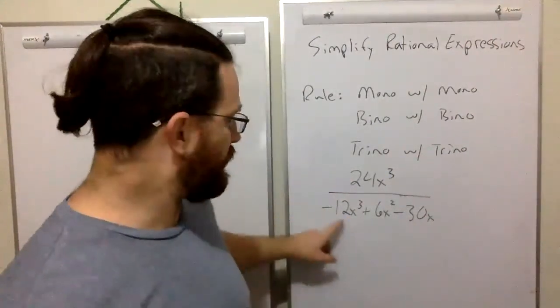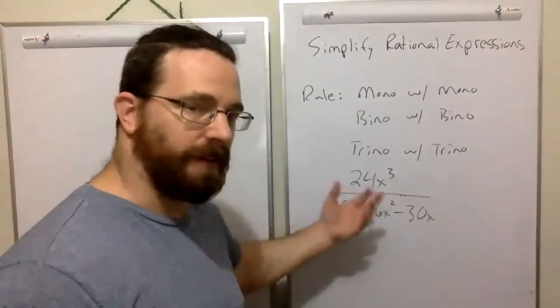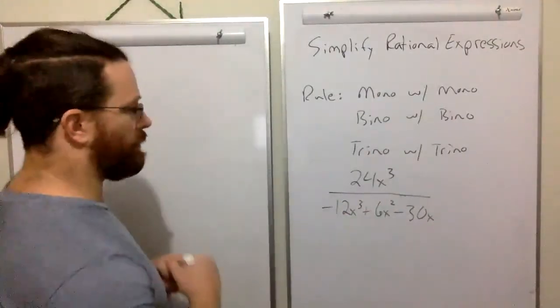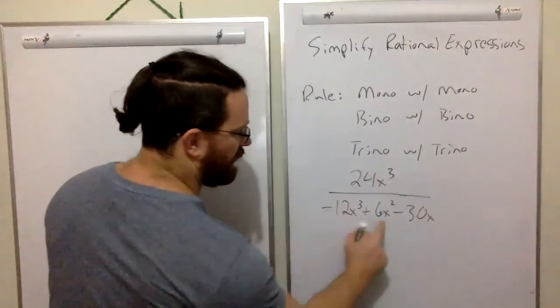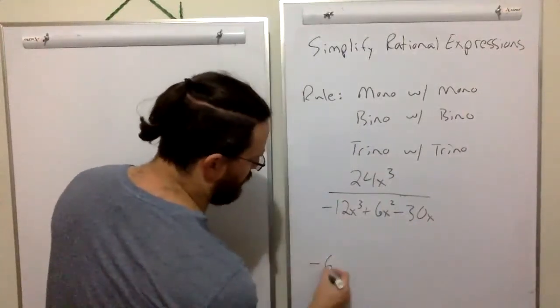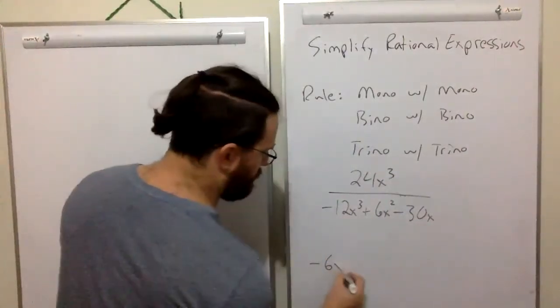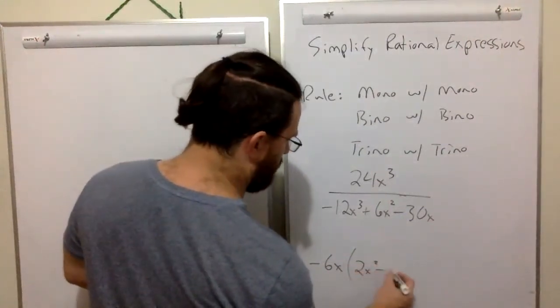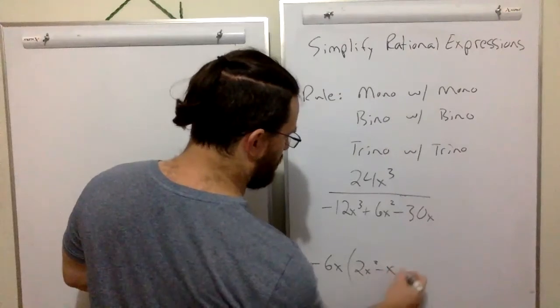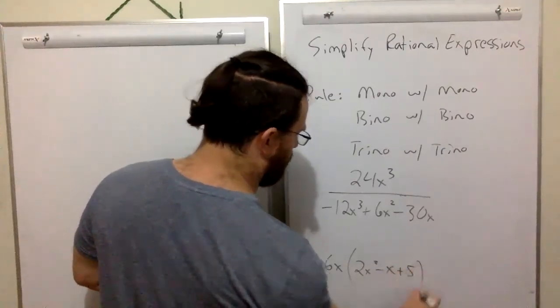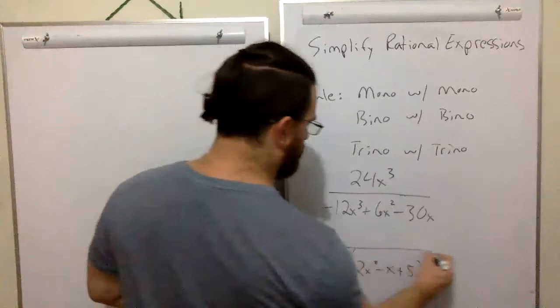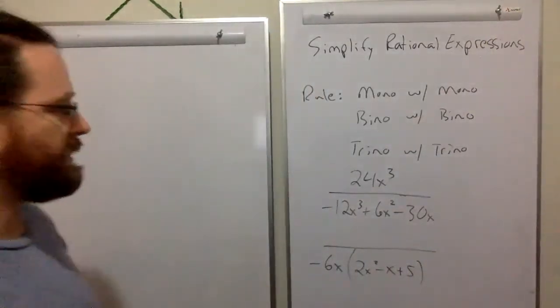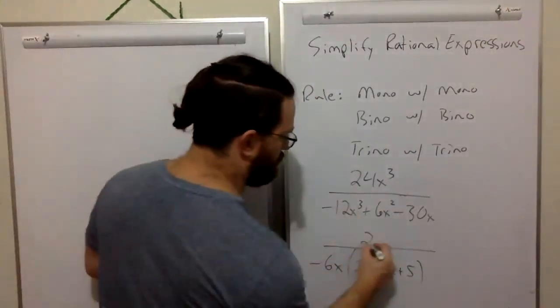And remember, whenever the front term is negative, you're going to factor out that negative. So we're going to take out, looks like they can all be divided by 6. So we're going to take out a negative 6 and an x. Leaving me with 2x squared minus x plus 5. And then on the top, we still have 24x cubed.